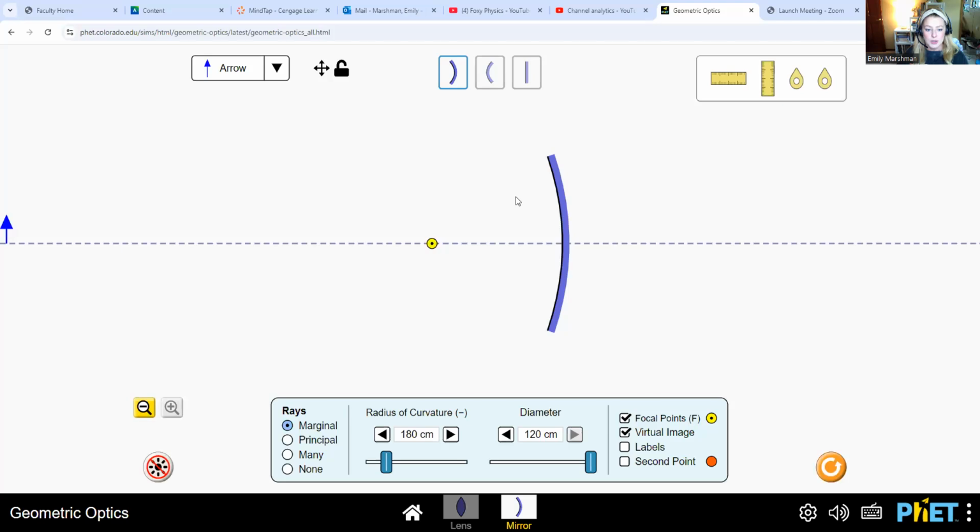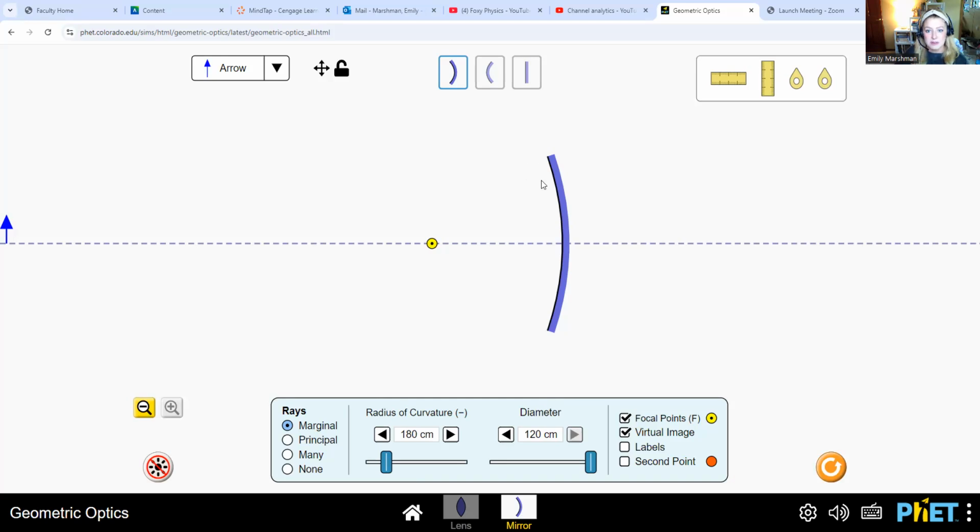So let me share my screen and I will bring up the lab. Okay. So in the lab, there's two sections you can click on. One of them is for lenses and one of them is for mirrors. Let's first go over the one on mirrors. And we're going to discuss spherical mirrors.